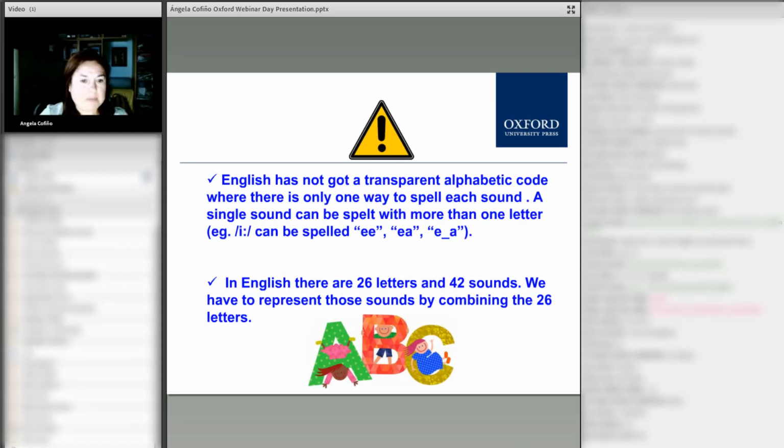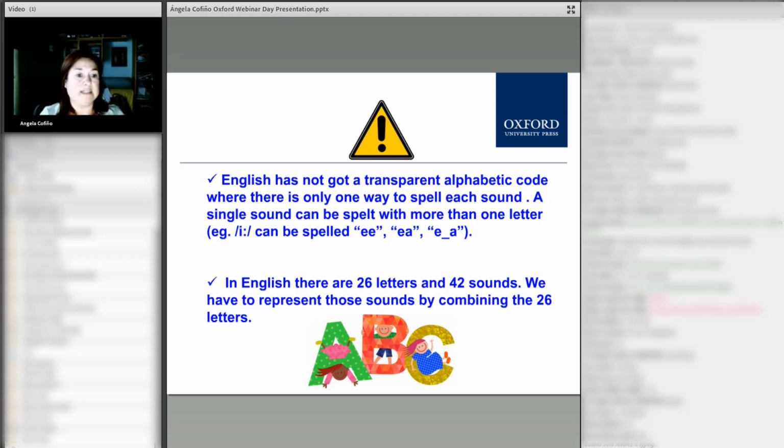So, what is the problem that we have when teaching phonics to students, or when teaching our children how to decode the phonetic or the phonological English system? The problem is that English is not a transparent alphabetic code, right? That is like the Spanish one, in which A is always A, M is always M, and N is always N. In English, it is not like that. So the English code is not transparent, and there are lots of different sounds that can be spelled in different ways, or different spellings that can sound the same way.